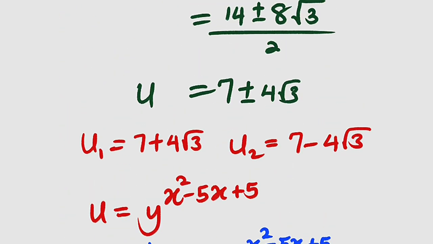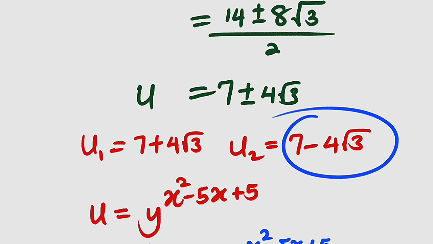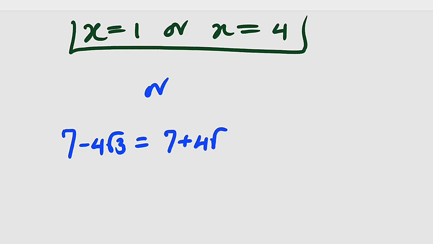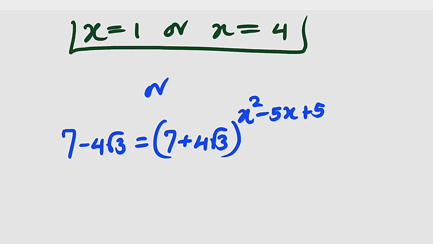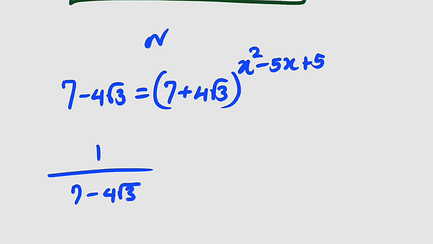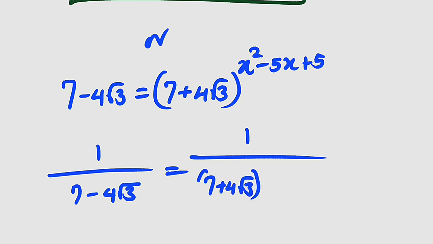Then u2 is 7 minus 4 root 3, right? 7 minus 4 root 3 is equal to y raised to the power of x squared minus 5x plus 5, right? But we know that y is 7 plus 4 root 3, then raised to the power of x squared minus 5x plus 5. And remember that this is a reciprocal of this, right? Take reciprocal of both sides. We have 1 divided by 7 minus 4 root 3 equal to 1 divided by 7 plus 4 root 3, but raised to the power of x squared minus 5x plus 5.